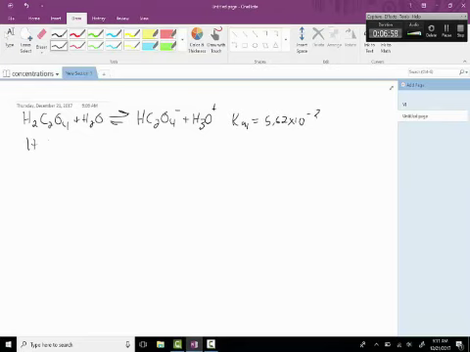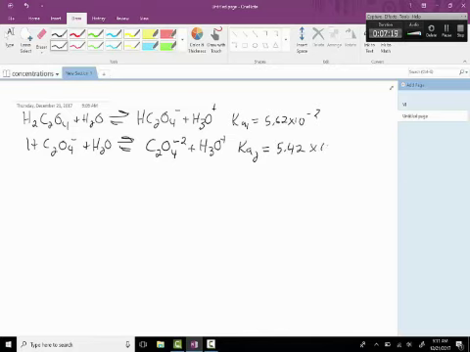And then HC2O4 minus plus water can go on to react to give us the oxalate base. And that's Ka2, and that equals 5.42 times 10 to the minus 4th. So that's the system I'm working with.